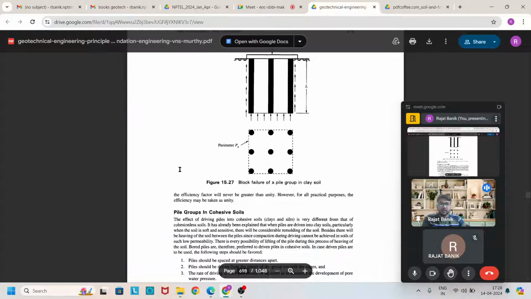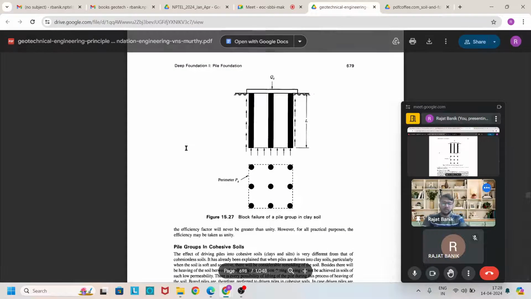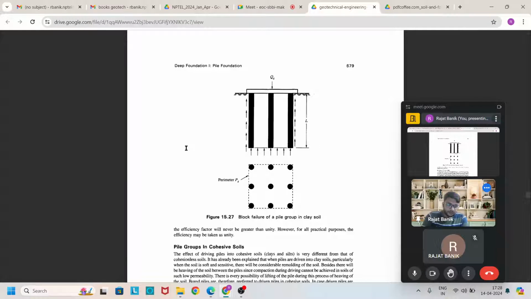Now in pile foundation we have to find out the capacity of the pile foundation in two ways. Either block failure, that means the whole pile group acts as a block and tries to fail in a single unit, or the individual capacity of the pile multiplied by the number of piles, and from these, whichever is minimum we have to choose.